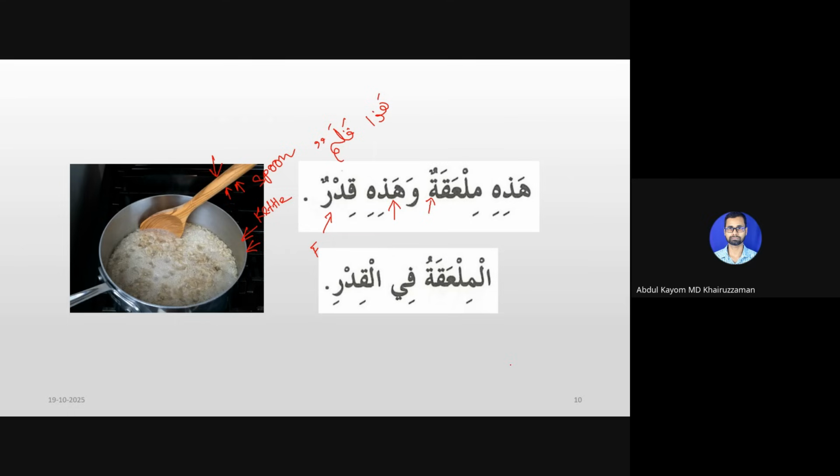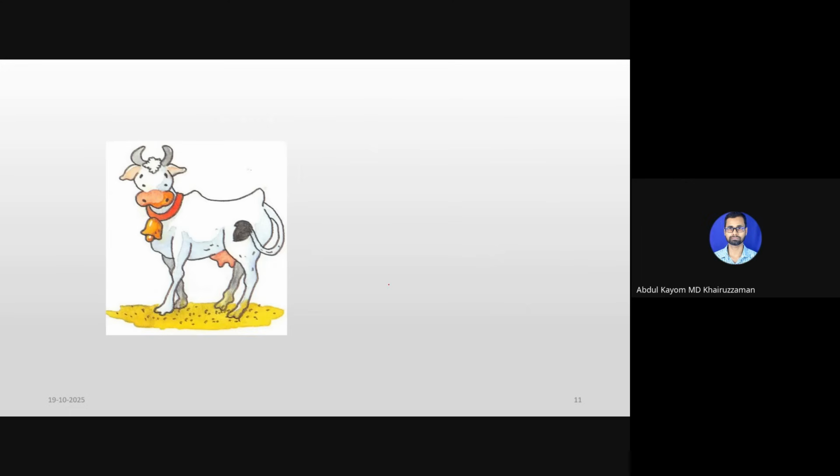Then we are saying al mil'aqatu fil qidri. Al mil'aqatu means the spoon. Fil qidri means in the kettle. So the spoon is in the kettle. Then the next picture is coming. We have bakaratun. Bakaratun means cow. So we say hadhihi bakaratul fallahi.